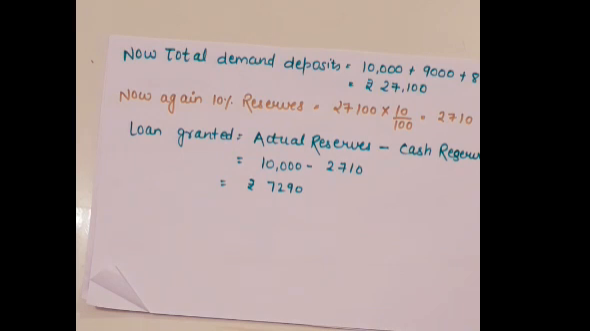Fine. So loan granted will be... 2,710 is kept with the bank as cash reserve. It cannot be used for the lending purpose. So loan granted will be actual reserves minus cash reserve. Actual reserve means initial deposits. They were 10,000 minus cash reserves which the bank has to keep with itself. That is 2,710. So how much amount of loan is granted? It is 7,290.